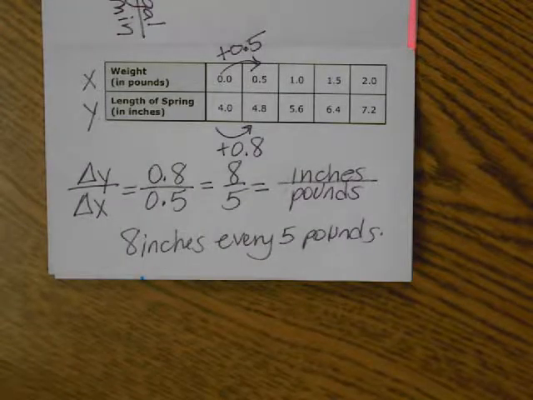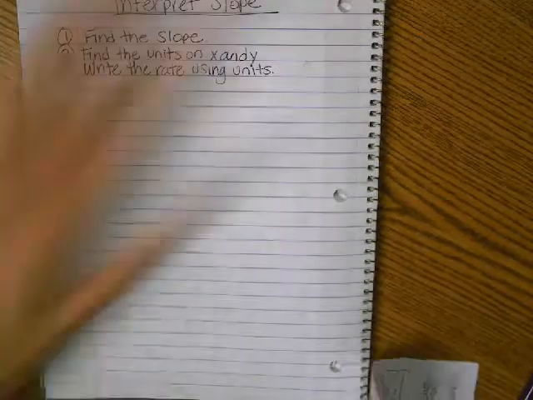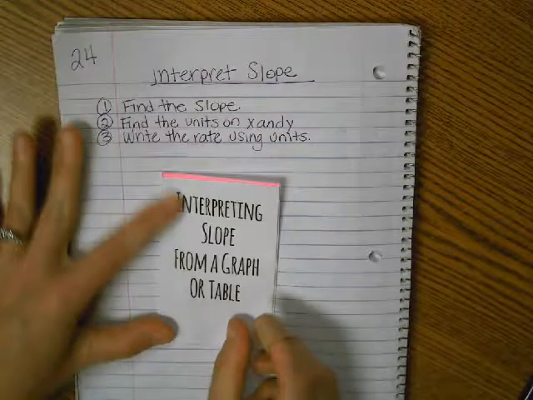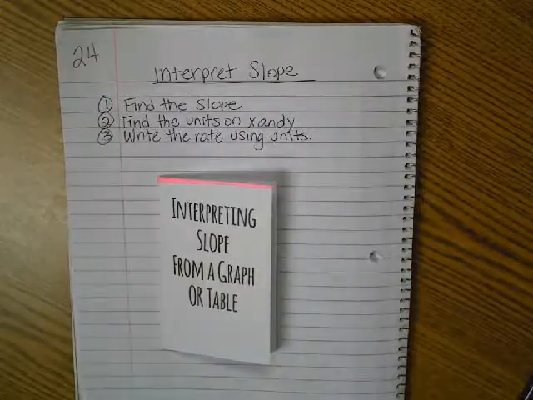Okay. All right. Go ahead and glue this into your spiral underneath the directions for how to do this on page 24. It just goes right here. So go ahead and glue that down.